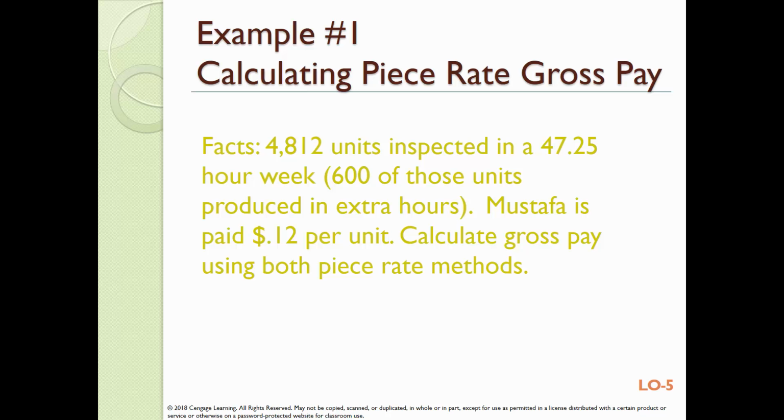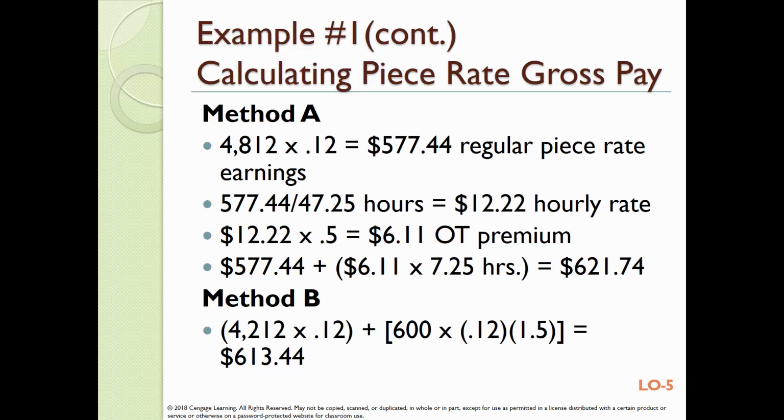And your last formula pulls together the two components. The base of whatever that 577 number was, plus his overtime hours times his overtime premium. $621.74.